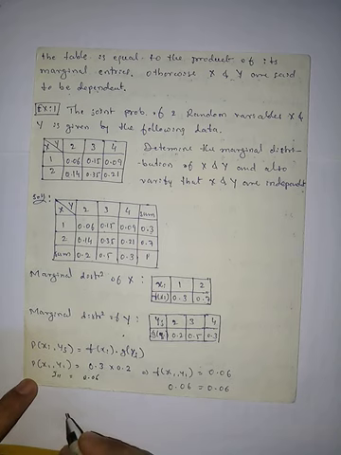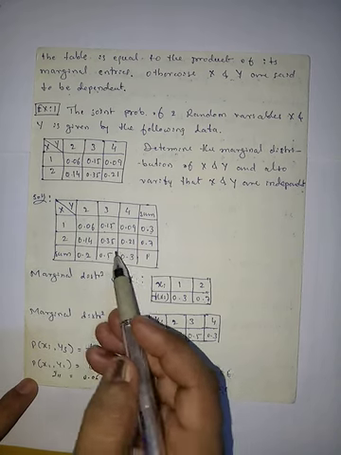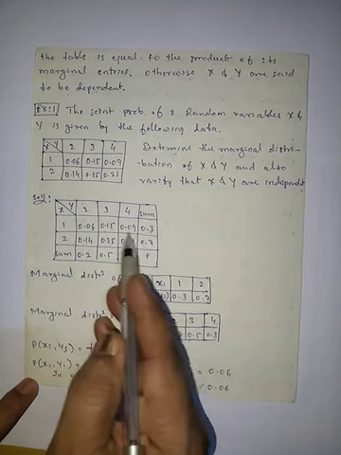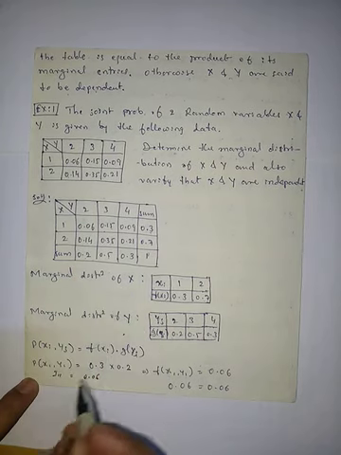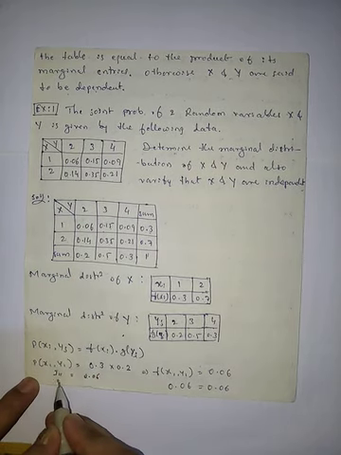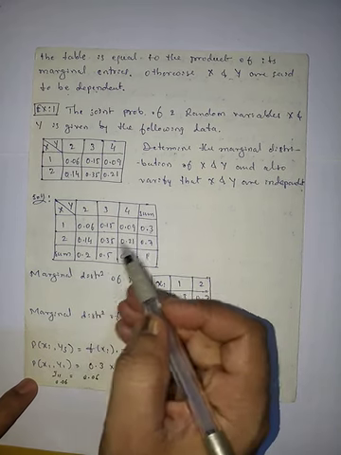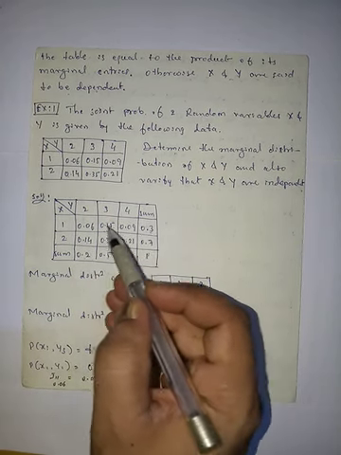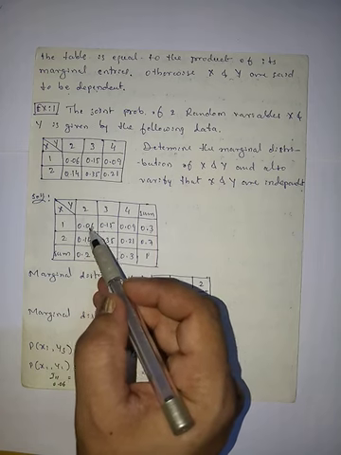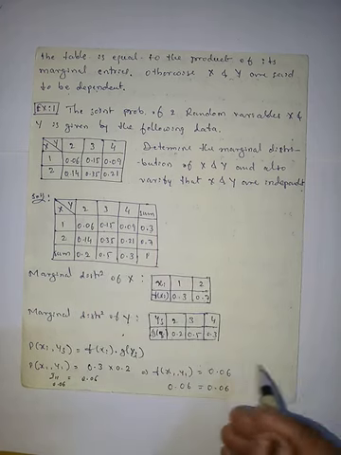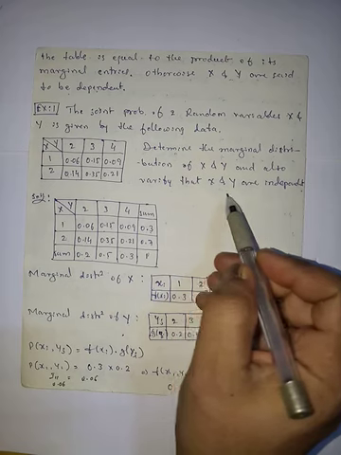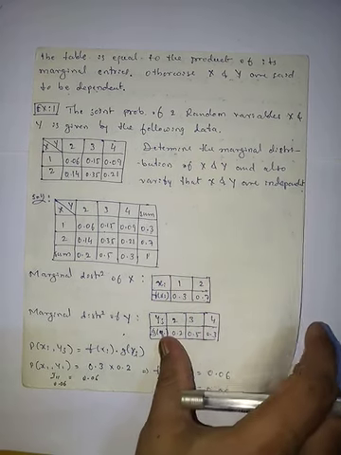0.06. What is j11 in the table? The corresponding value is here, it is 0.06. So j11 is also 0.06. Therefore the product of these marginal entries is equal to the entry in the table, right? Then we say that x and y are independent. This is one simple example.